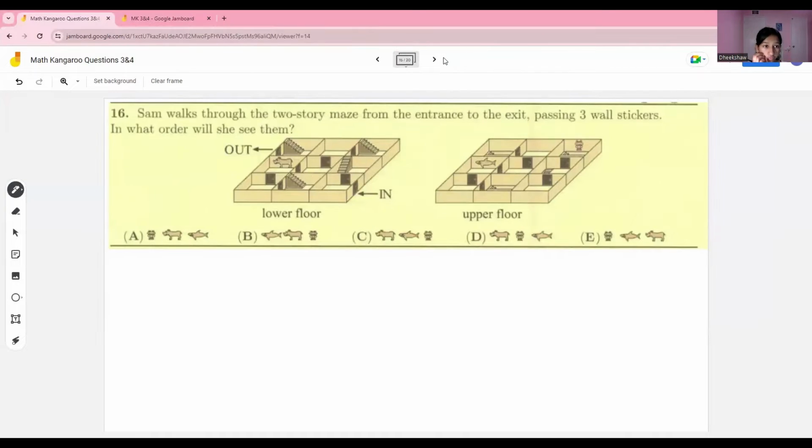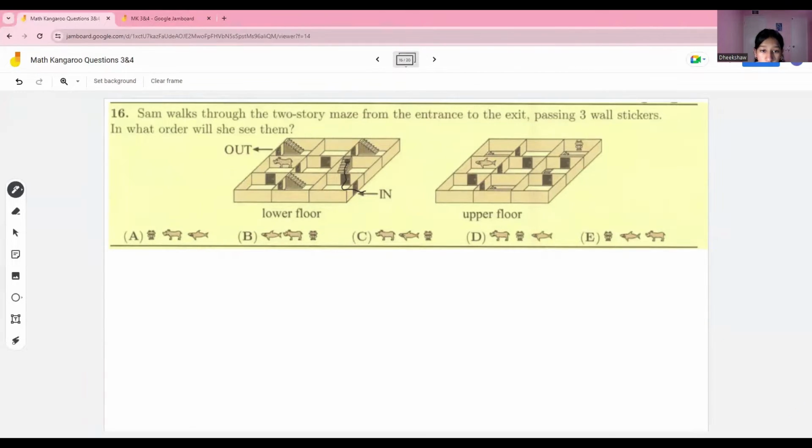Moving on. Sam walks through the two-story maze from the entrance to the exit, passing 3 wall stickers. In what order will she see them? Okay, this problem has a lower floor and an upper floor, so we're going to have to walk through the maze ourselves and see where we can find each sticker. Let's get started. So first she goes in this way, then she goes through this door. That's the only door available.